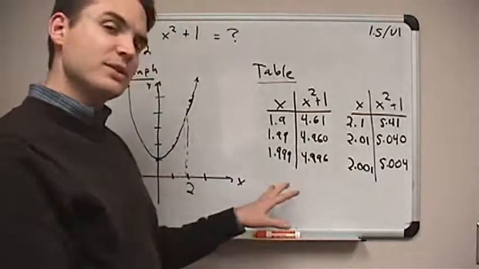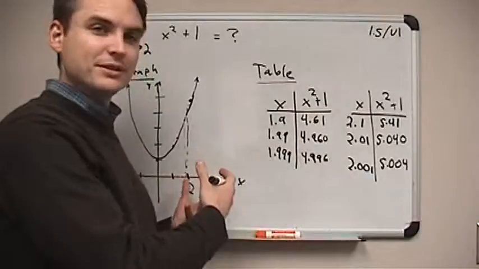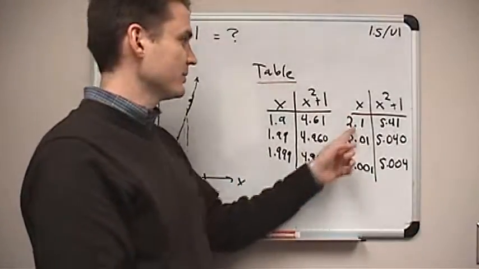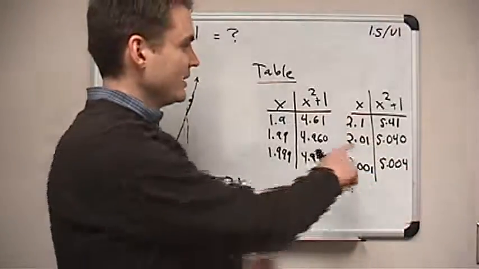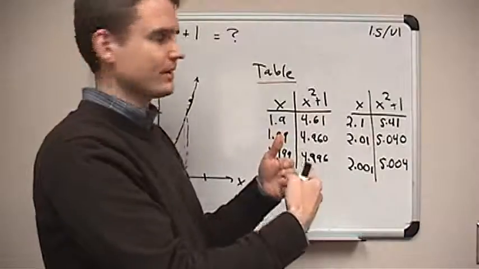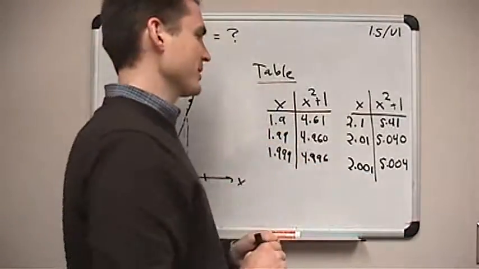Now, I also have to look on the other side of 2. The numbers in the first table are close to 2, but to the left of 2. They're a little bit smaller than 2. In this table, these numbers are getting closer to 2 for x, but from the right side. 2.1 is a little bigger than 2. 2.01 is just a tiny bit bigger than 2. And 2.001 is just a very small amount bigger than 2.